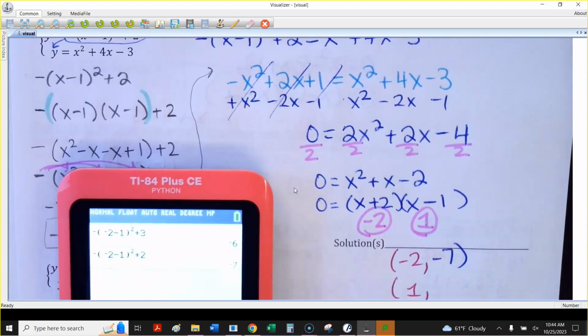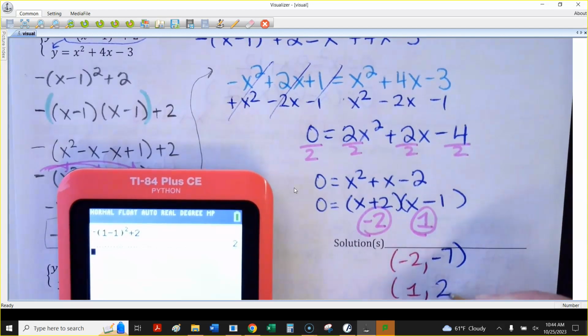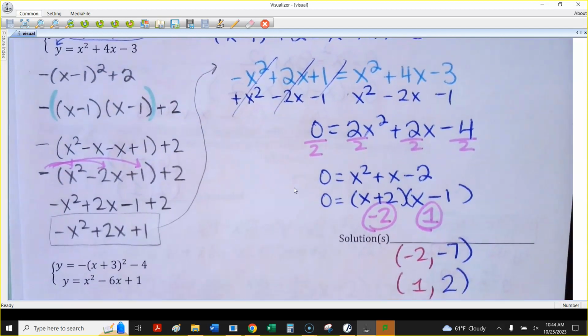And then I'm just using the first equation. The other x value was 1. 1 minus 1 would be 0, and then plus 2. So this will be 2. So my two answers are negative 2, 7 as one of the points, and 1, 2. And you can plug it into either equation to get those y values. All right, I have one left.